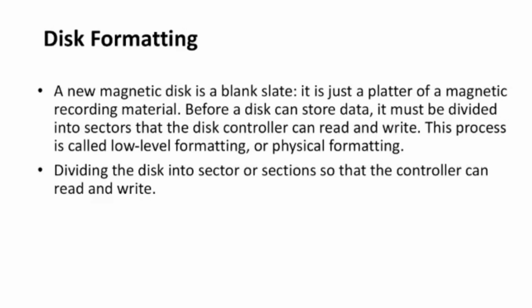A new magnetic disk is a blank slate. It is just a plate of magnetic recording material. Before a disk can store data, it must be divided into sectors or sections that the disk controller can read or write. This process is called low-level formatting or physical formatting, dividing the disk into sectors so that the controller can read or write the data.